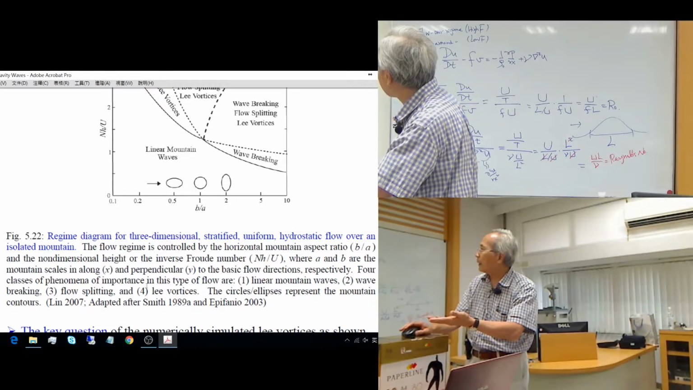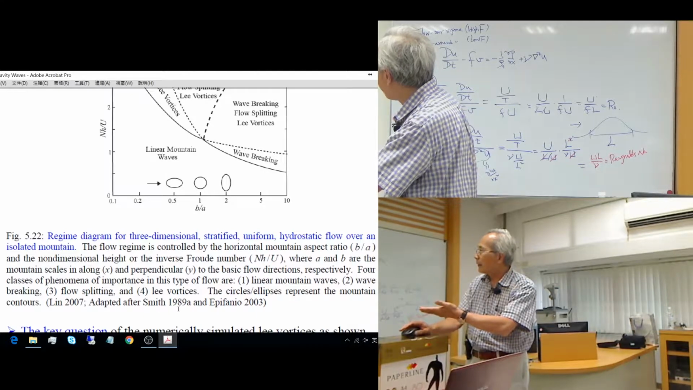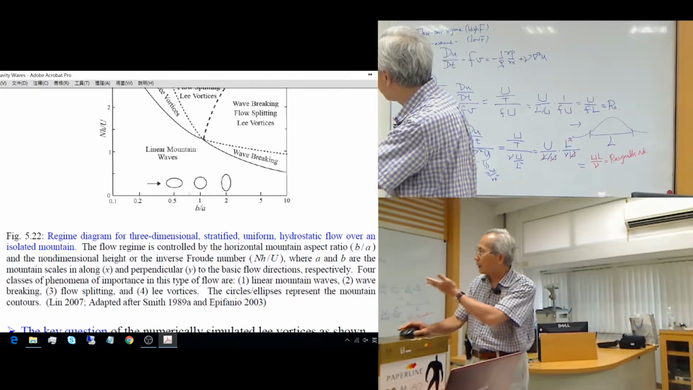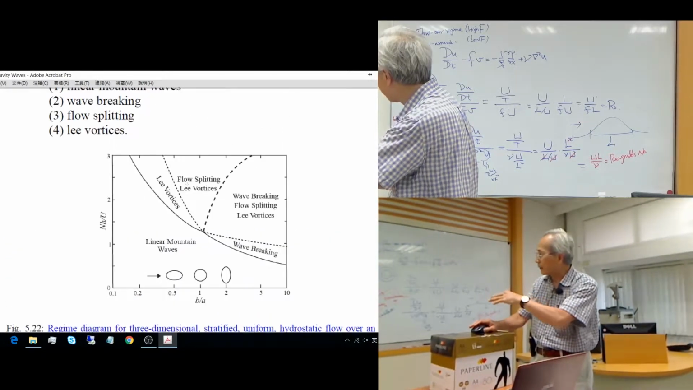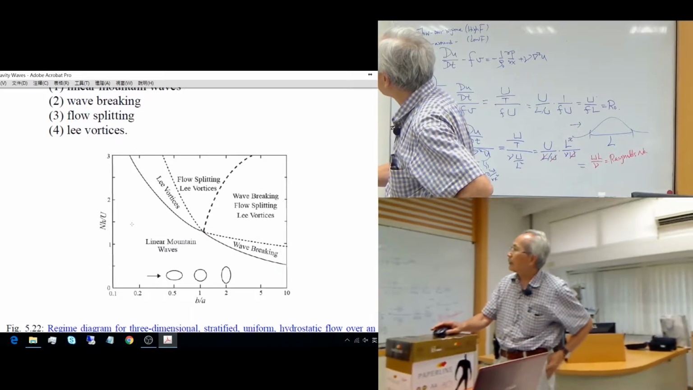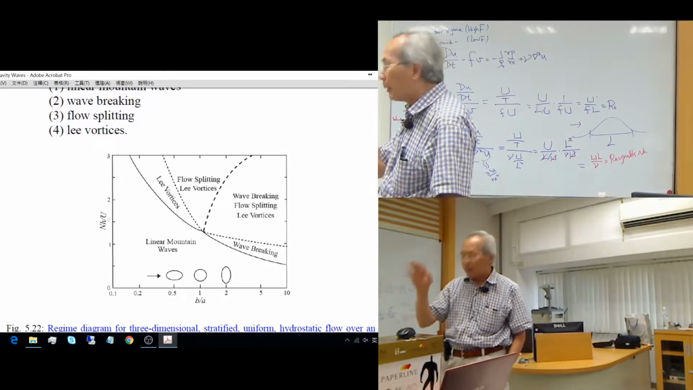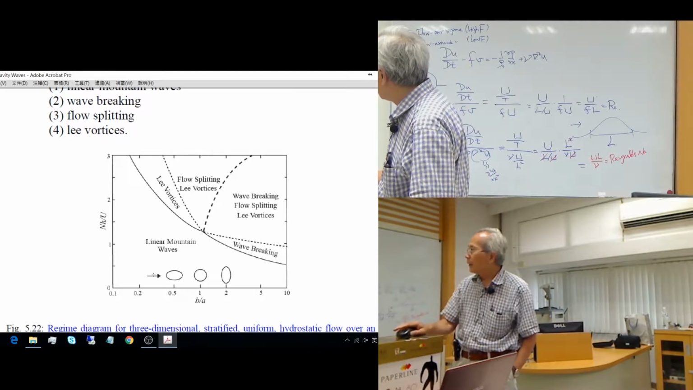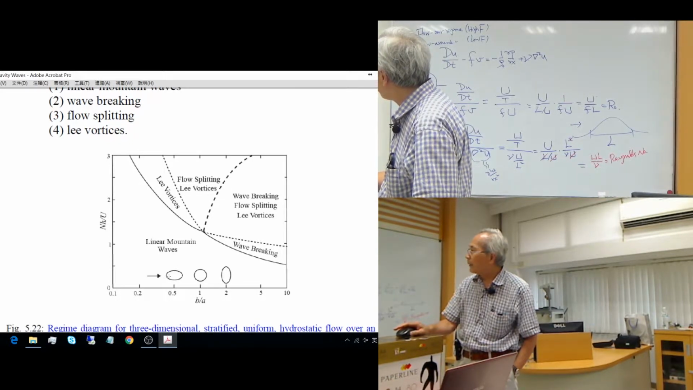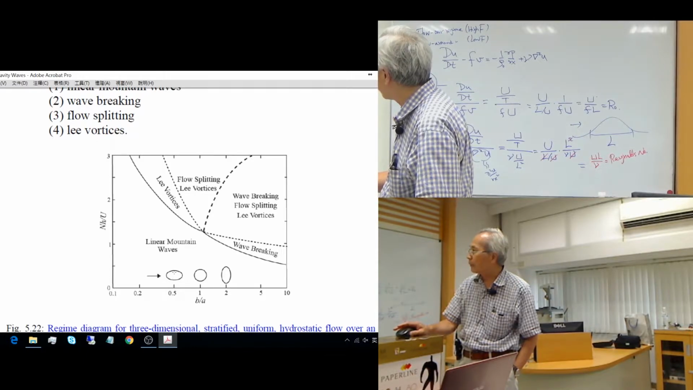This one was based on the Smith 1989 paper and Epifanio 2003. I sketched all their results together, so I sketched this based on their results, a kind of conceptual model. So you have NH over U, that's the inverse Froude number, and B over A. What's A? A is the half width in the X direction. B is in the Y direction, perpendicular to the flow. X is following the flow direction.